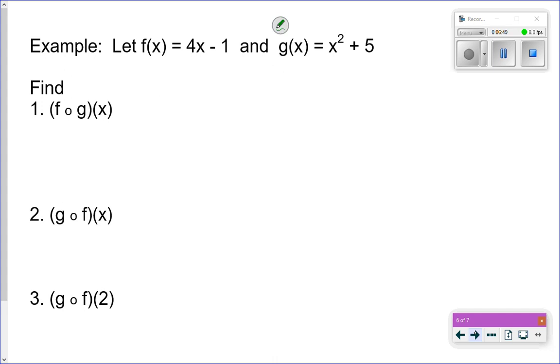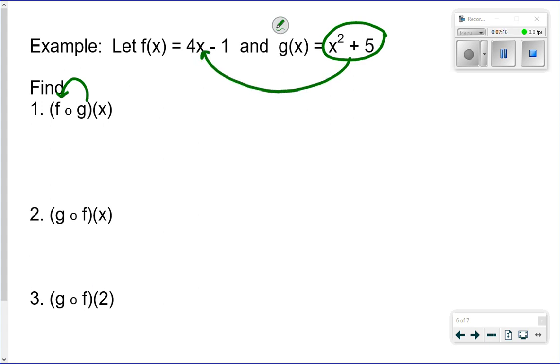All right, examples. I have f of x equals 4x minus 1 and g of x equals x squared plus 5. Problem 1 says to find f of g. That means g is moving to f, so x squared plus 5 is going to replace the x in the f function. I'm going to have 4 on the outside, and the x is going away and being replaced with g. So, 4 times x squared plus 5, minus 1.